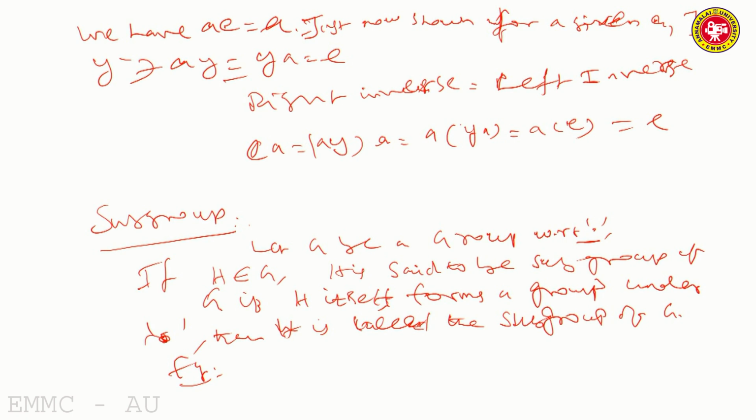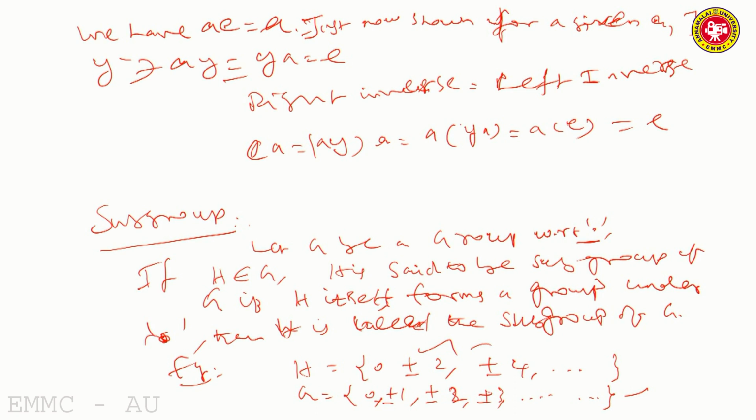Example, suppose H is the set of even integers and G is the set of all integers with respect to addition. Then H is a subset of G with respect to the same binary operation, addition. H is also a group, G is a bigger group, so H is a subgroup of G.